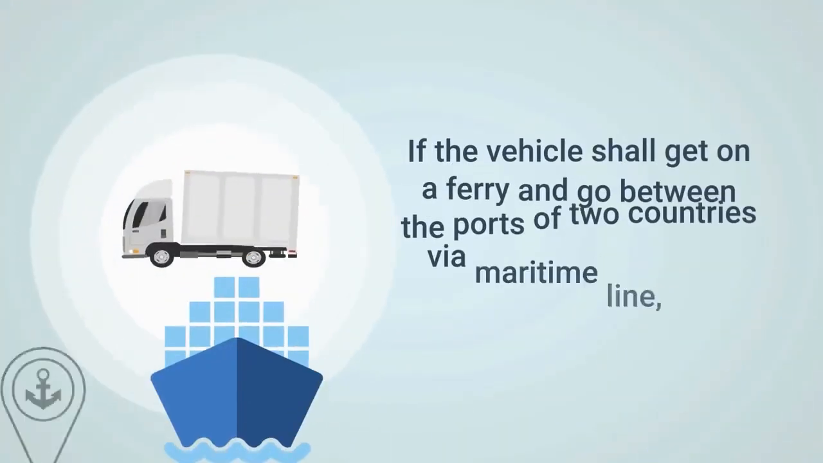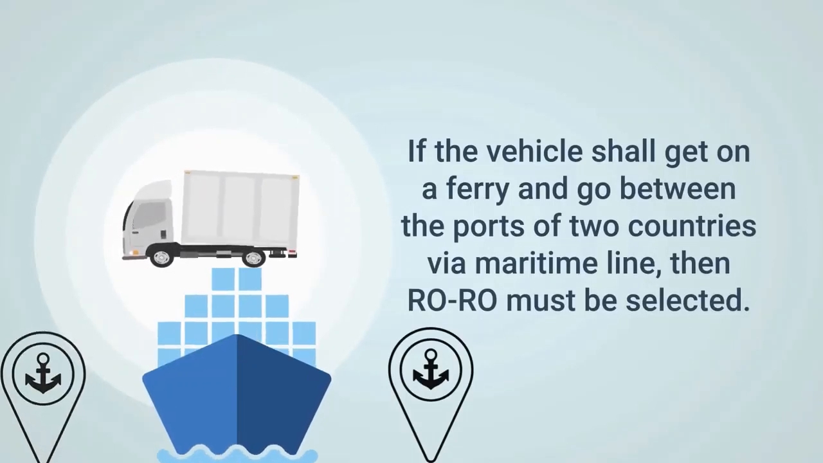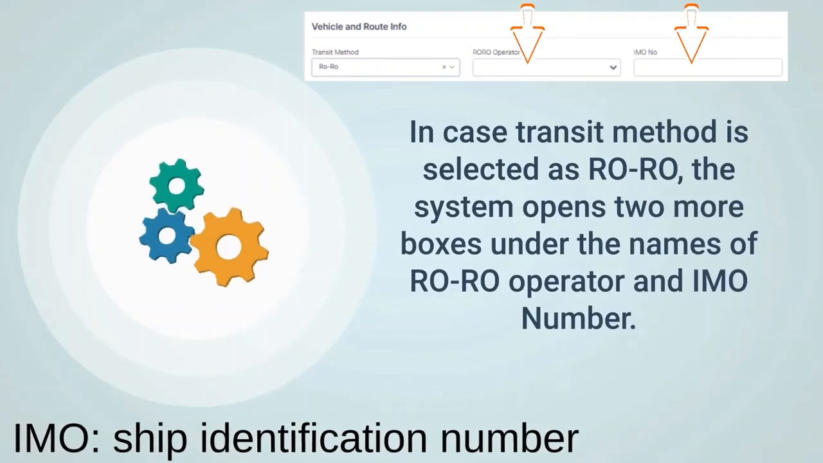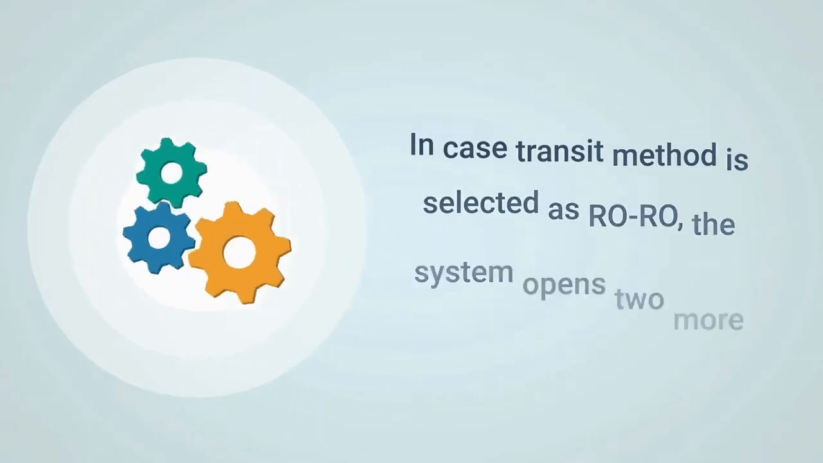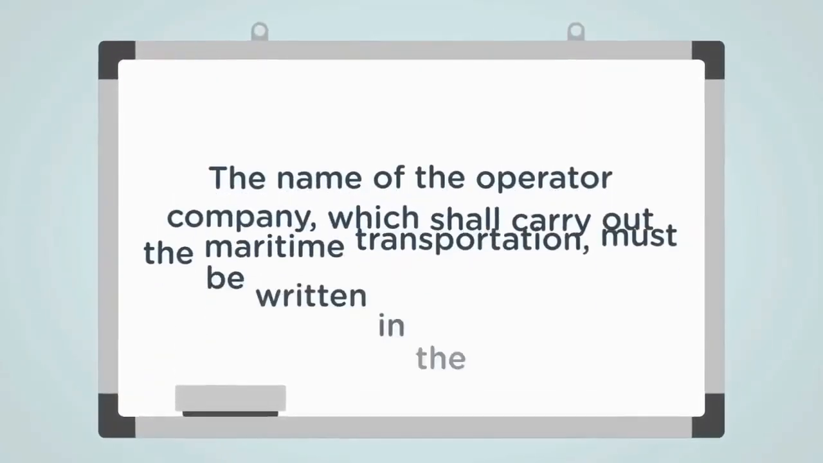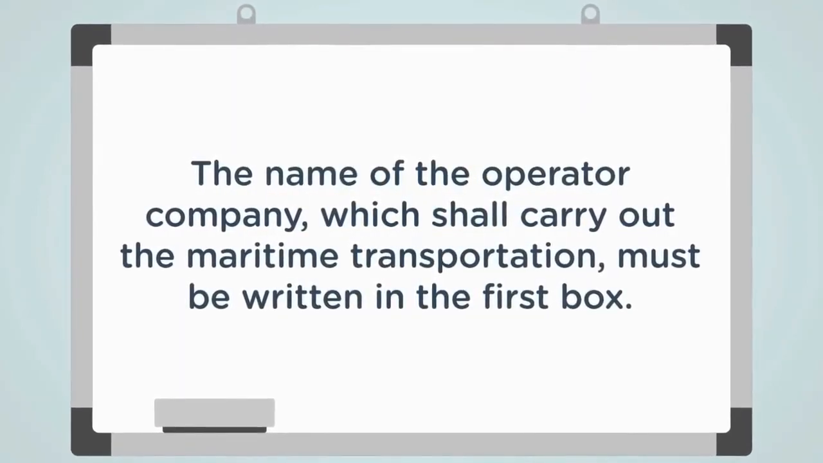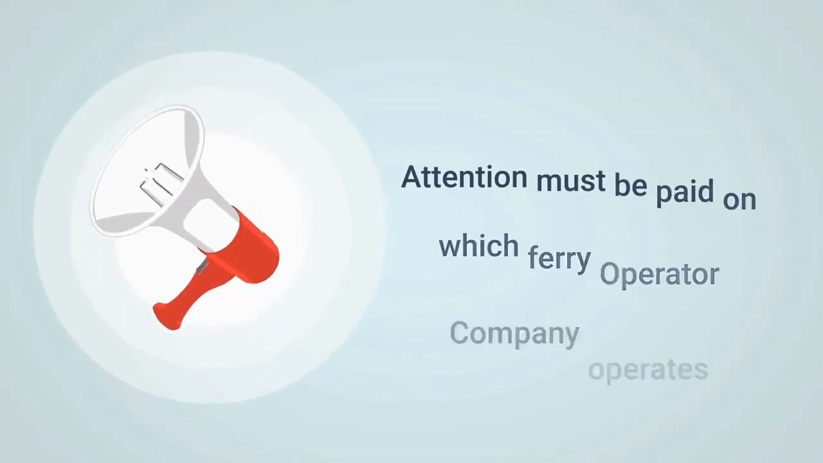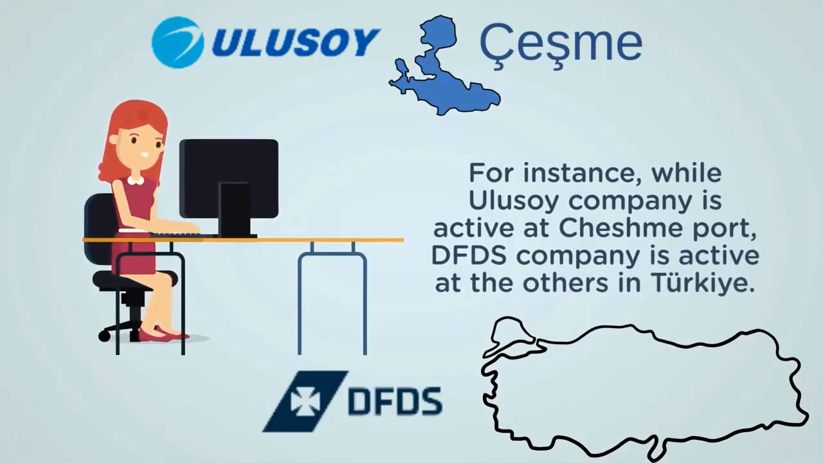If the vehicle shall get on a ferry and go between the ports of two countries via maritime line, then RRO must be selected. In case the transit method is selected as RRO, the system opens two more boxes under the names of RRO operator and IMO number. The name of the operator company, which shall carry out the maritime transportation, must be written in the first box. Attention must be paid to which ferry operator company operates actively at which ports. For instance, while Ulusoy Company is active at Çeşme Port, DFDS Company is active at the others in Turkey.